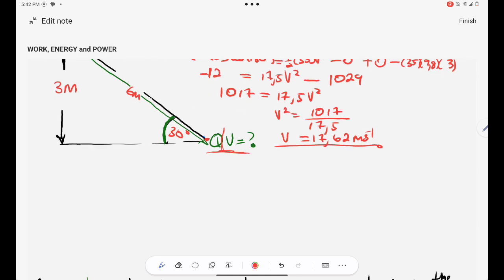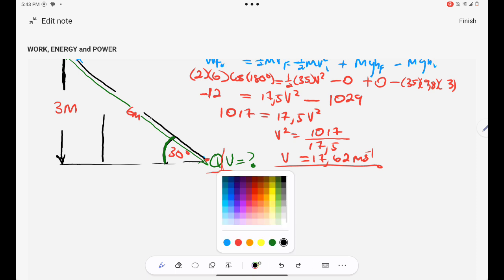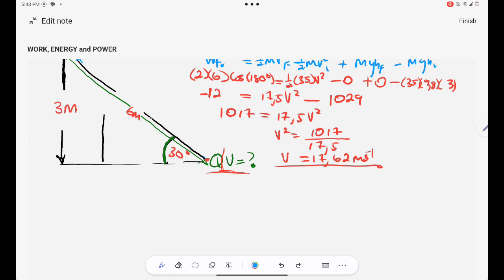Okay, and then if we wanted to use the work energy theorem, I think it's quite smart to draw our free body diagram first. In our free body diagram, you'll have weight, friction, as well as your normal force. Weight is gravity, Fk is friction, and then the normal force.